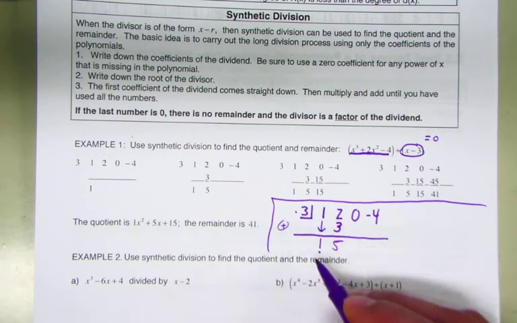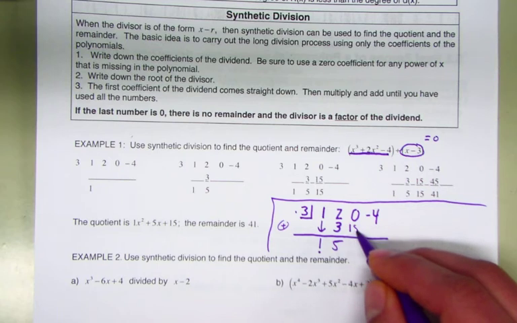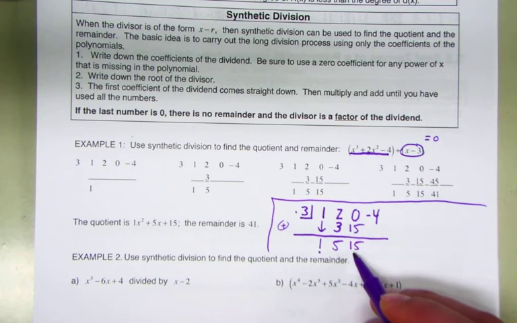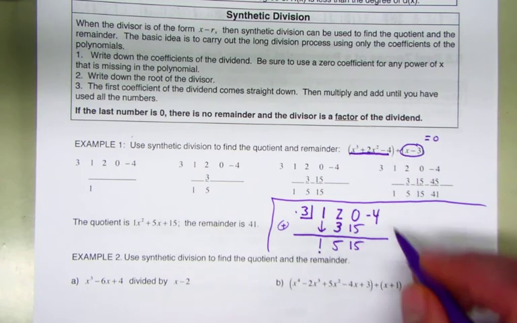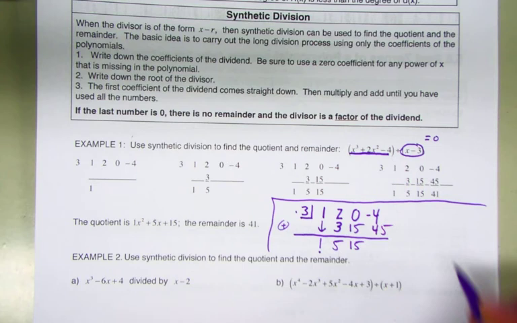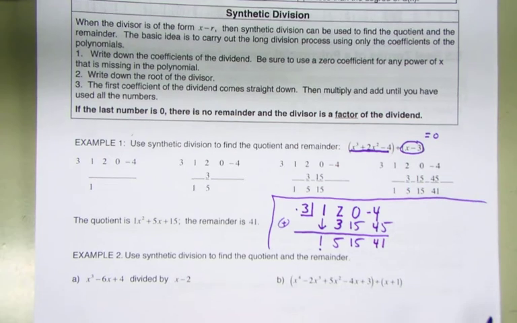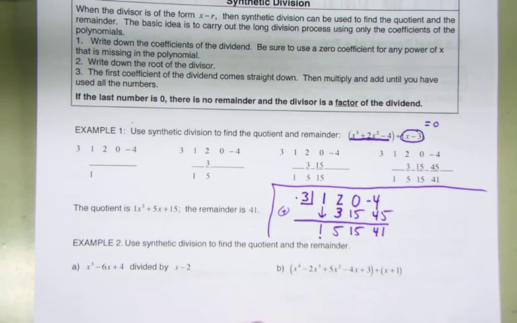5 times 3 is 15. Now we add that column again. 0 and 15 add up to 15. 15 and 3 multiply to 45. And now if you add up negative 4 with 45, you get 41. Okay. Do you guys see how we got those values?